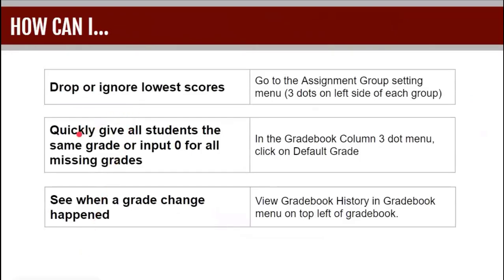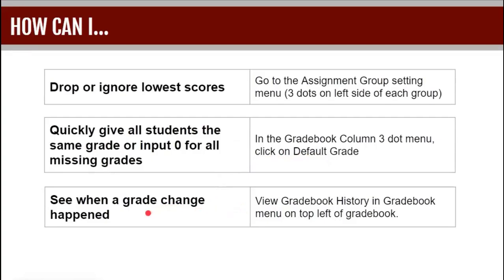How can I quickly give all students the same grade or input 0 for all missing grades? This is within the 3-dot menu on the gradebook column for that assignment. Then you can click on default grade, and that will allow you to set a grade for all of the missing grades.